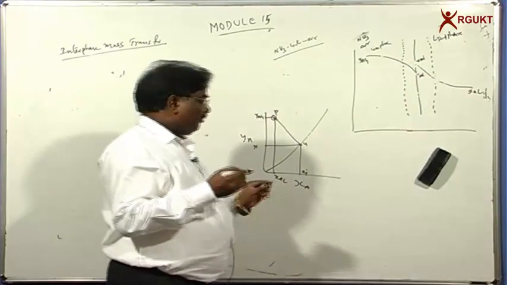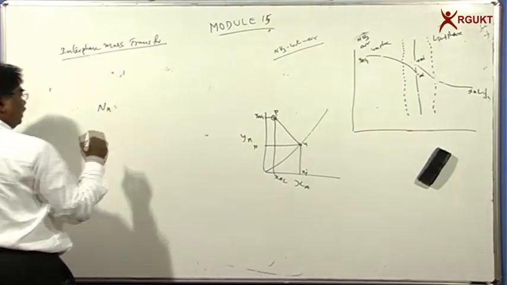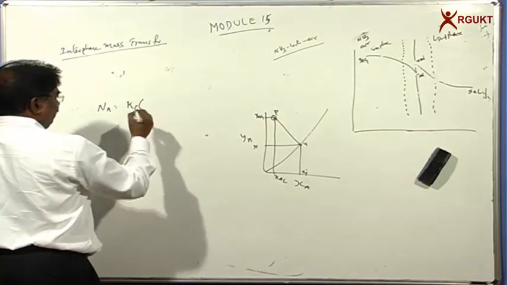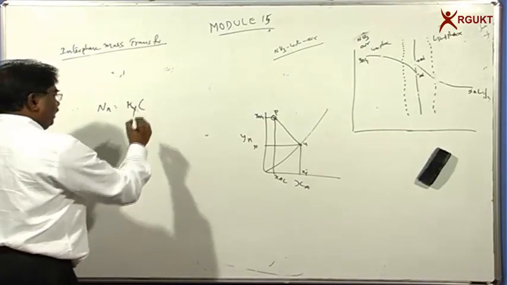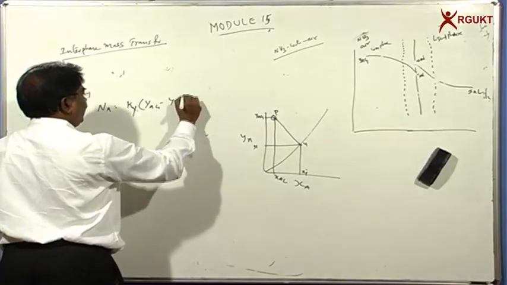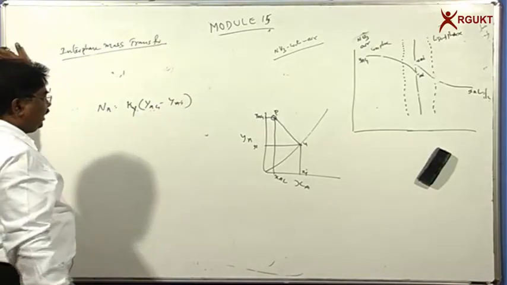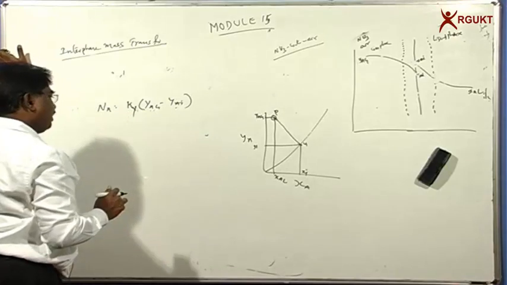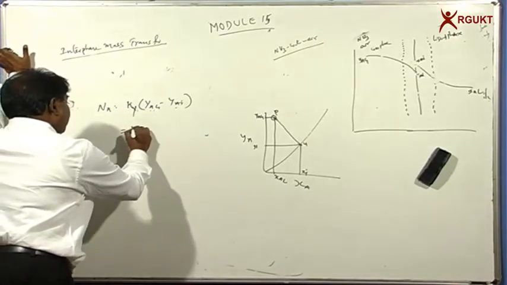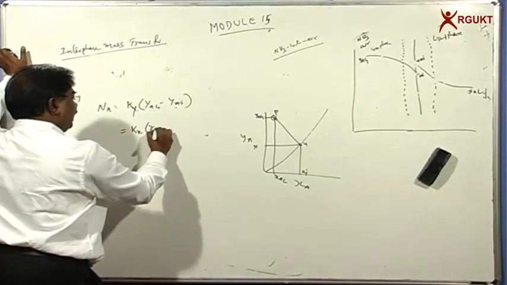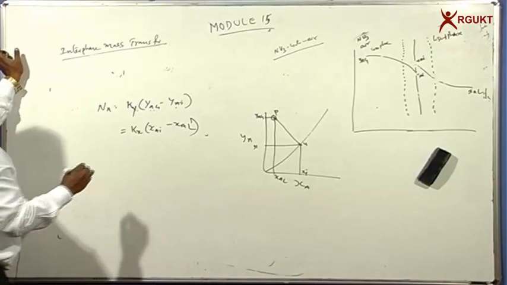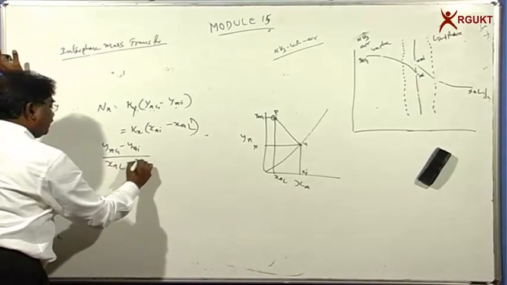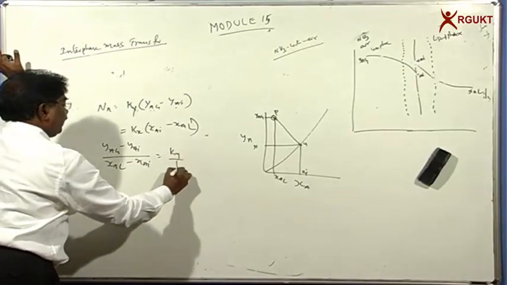If that is the case, what one can write for the gas phase is that the flux of solute A is equal to the mass transfer coefficient Ky multiplied by YAG minus YAI, where YAG is the concentration in the bulk phase and YAI is the interfacial concentration. This also should be equal to Kx into XAI minus XAL. Or we can say YAG minus YAI divided by XAL minus XAI is equal to Ky by Kx.